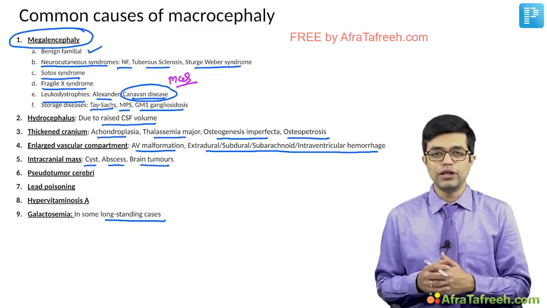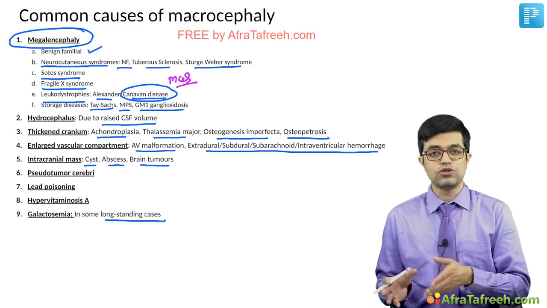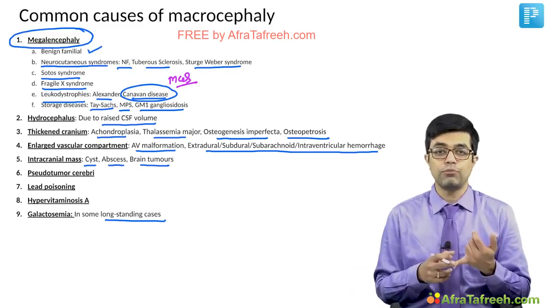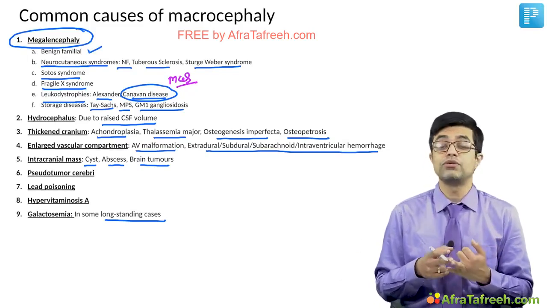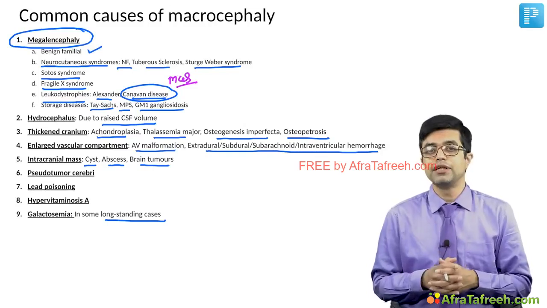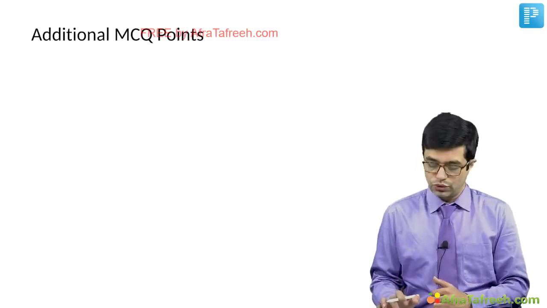If you try to Google, if you try to go into other textbooks, you may find an even bigger list, 2 times, 3 times this list. This list is based upon what are important points, and it is based upon Nelson 21st edition. So these are the bare minimum, not the maximum, bare minimum things you need to remember. Now, what are the additional MCQ points you need to know?